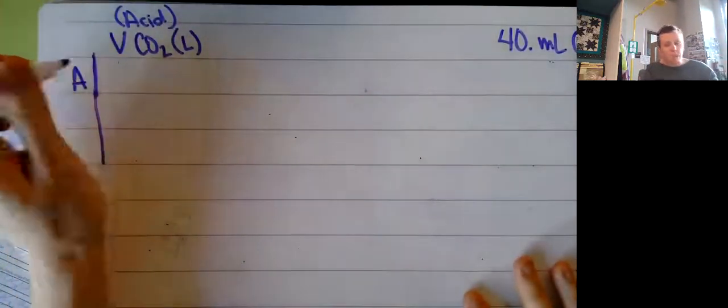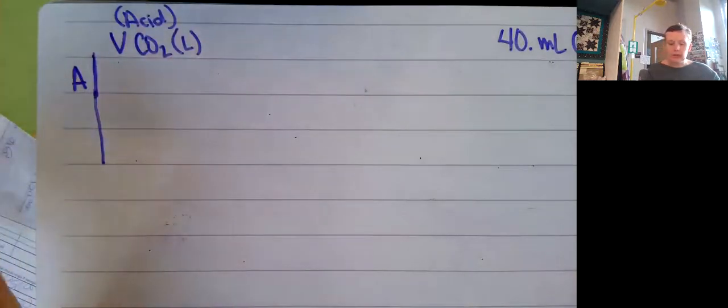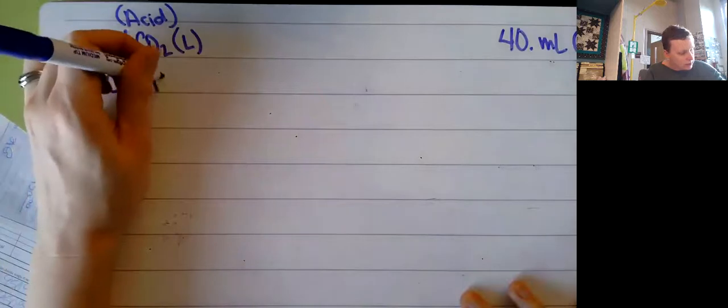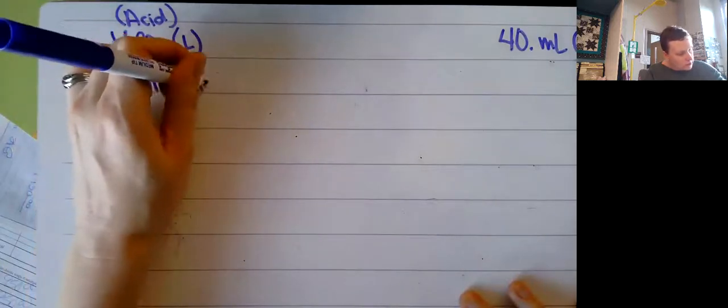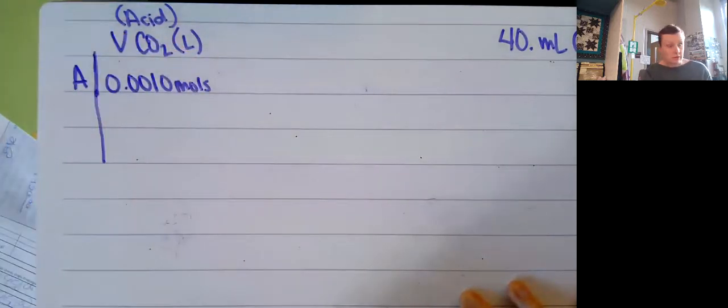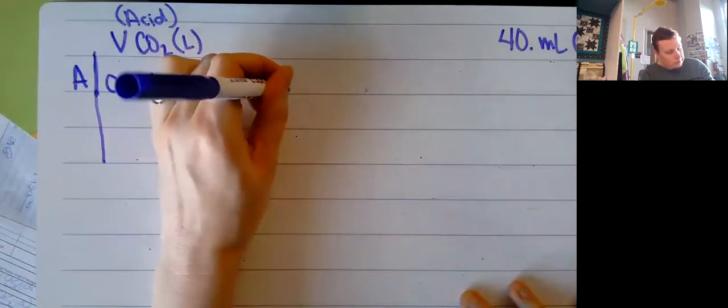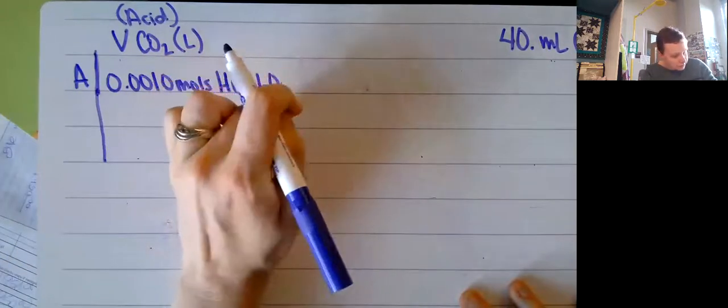Okay, so we're going to start with moles of acid. We just calculate the moles of the acid, or it's given to you there, so 0.0010 moles of the acid. I'll put the formula for the acid, HC2H3O2.